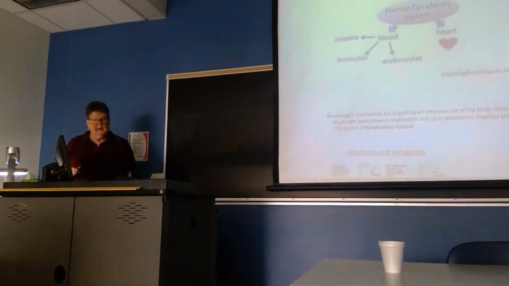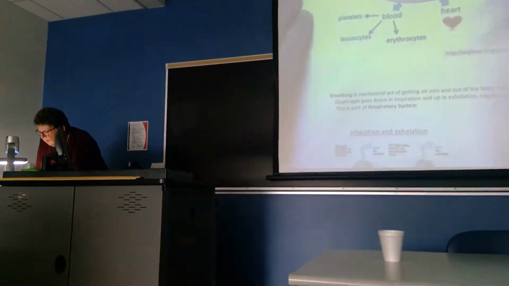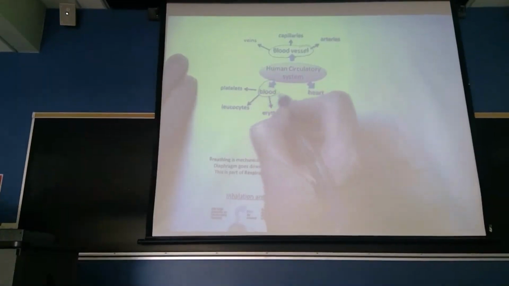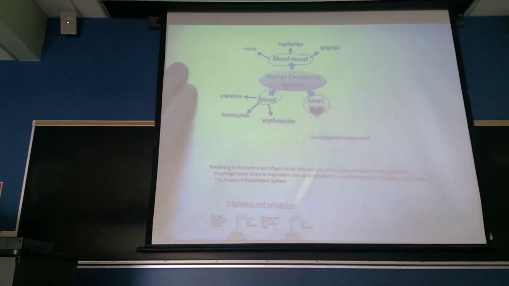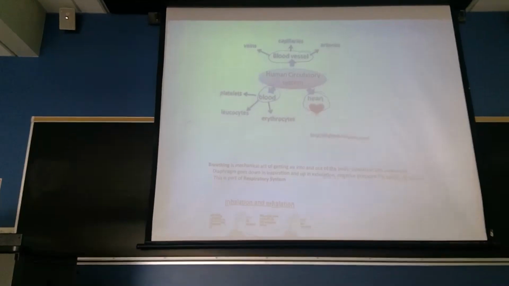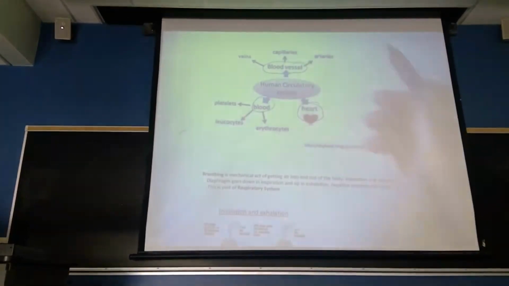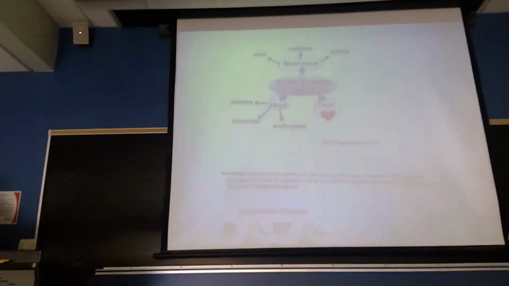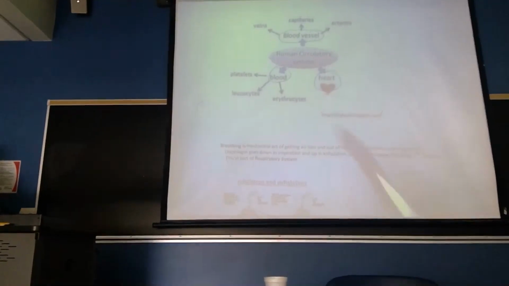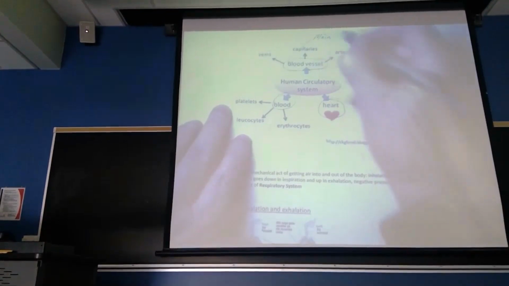Circulatory system. Blood vessels. Blood. Heart. The circulatory system consists of those three main parts. Blood vessels being veins, capillaries, arteries. We're going to introduce to you too that there are smaller veins called venules and smaller arteries called arterioles. Capillaries are the main working parts.